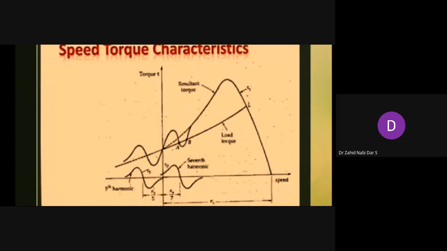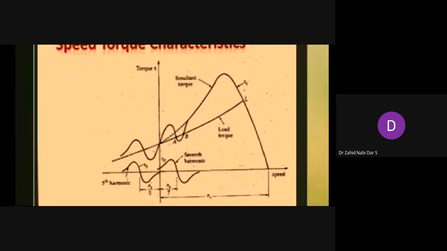In the motoring mode and in the braking mode, the seventh harmonic and fifth harmonic will superimpose each other and the fundamental wave. Here we are getting the curve like this. This is the resultant torque. It is a combination of both fifth and seventh and the fundamental torque.